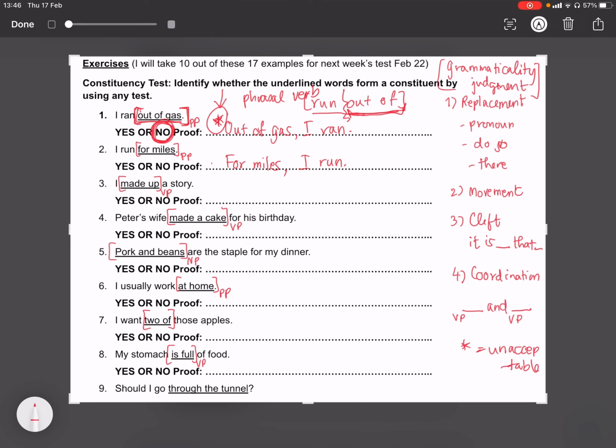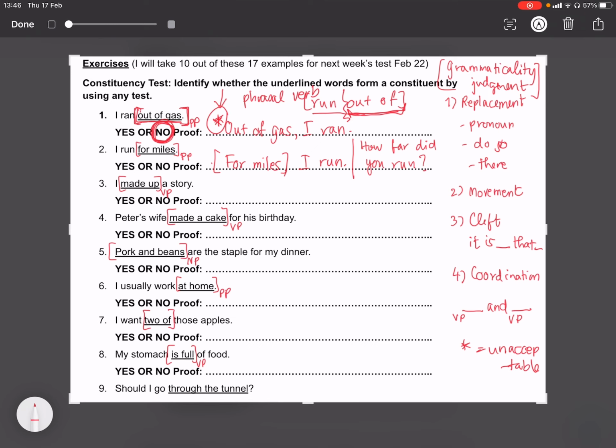Next, so for miles I ran, or you can ask with a question. How far did you run? And the answer is 4 miles. How far did you run? I ran 4 miles. Or you can just say 4 miles.